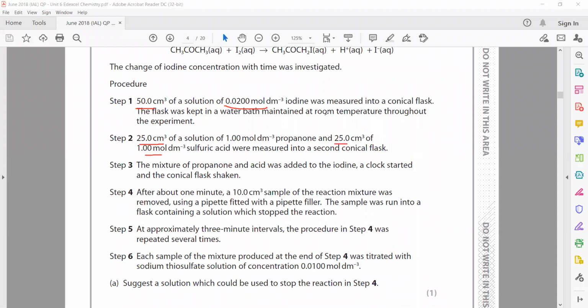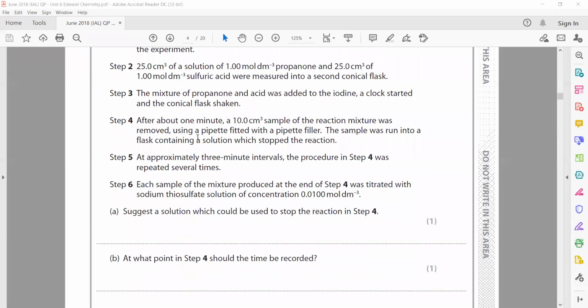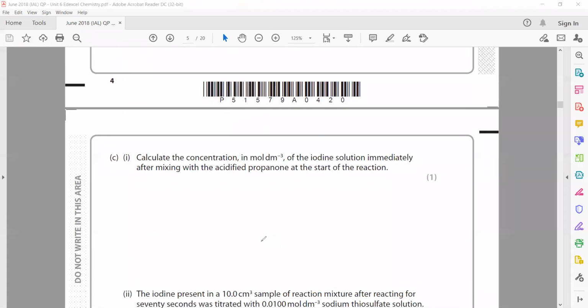So the total volume of the solution, originally it was 50 and the concentration of iodine was 0.02, but now the total solution is 100. If the volume is doubled, what will happen to the iodine concentration? It will be divided by 2, because concentration is moles over volume. The number of moles in 50 cm³ solution is the same as the number of moles in 100 cm³. So the relation between volume and concentration is inverse: if we increase the volume, the concentration will decrease. Originally it was 0.02, but now the total solution is 100 cm³, so the new concentration will be 0.01 mole per dm³.